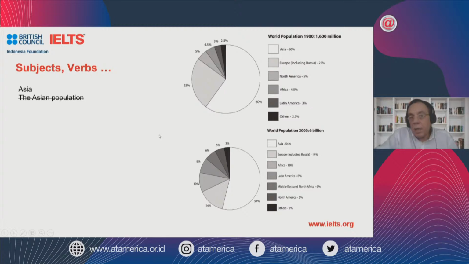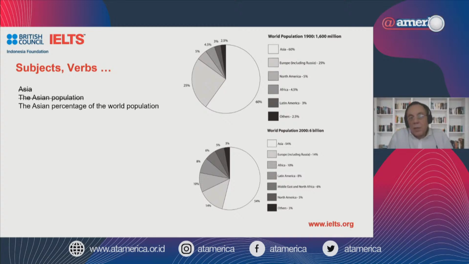Oh, let's try the Asian population. Still not quite there, is it? Because remember, the world population went up a lot, so everybody's population increased. So that wouldn't be right. Some of you are thinking, I know, you're thinking percentages. Yeah, and that's the one. That's the subject. That's your beginning. The Asian percentage of the world population. Now, I don't want anybody to say, oh, that's too long or anything. Yeah, it's long, but it's accurate. If you want to make it shorter, then you can talk about the Asian percentage or the Asian proportion.